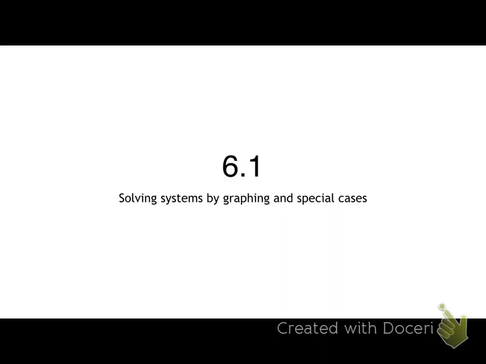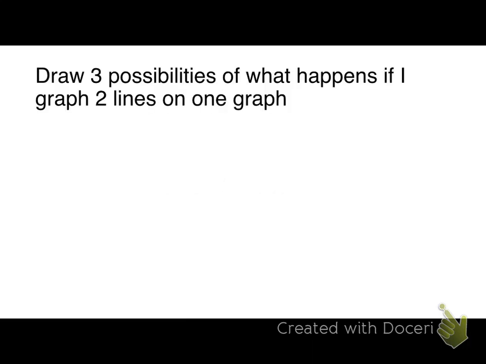Okay, so in this lesson we're going to be solving systems by graphing. So we're going to be taking two lines and we're going to solve it to see where they connect at. So first, I'm drawing three possibilities of what could happen if I graph two lines on one graph.